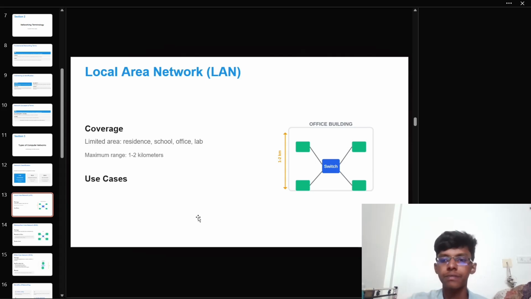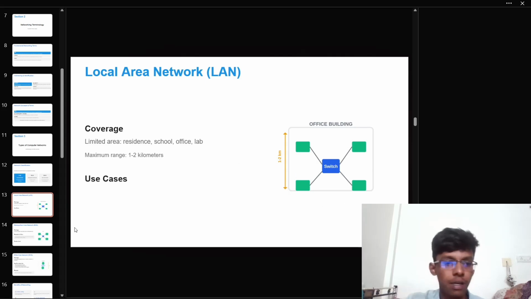Coverage. This is the type of network you interact with most in daily life. Your home network, that's a LAN. Your office network, LAN. School computer lab, LAN. Coverage, limited area. Could be your residence, school, office building or university campus. The maximum range it could proceed with is 1 to 2 kilometers. Why this limit? Because the physical cables and wireless signals work better over shorter distances.